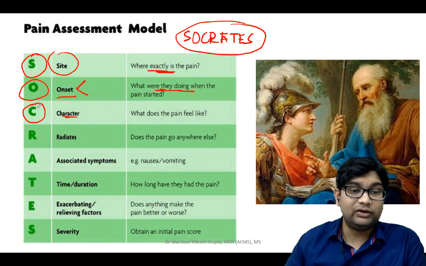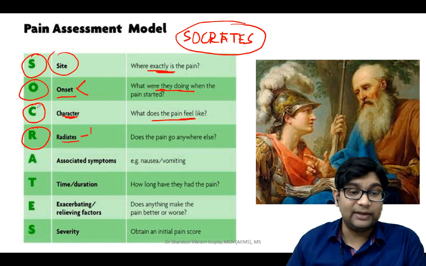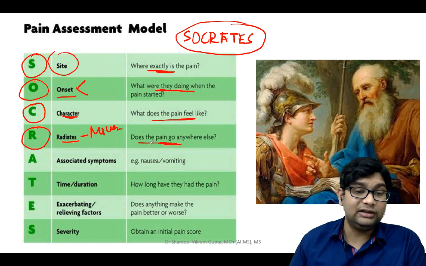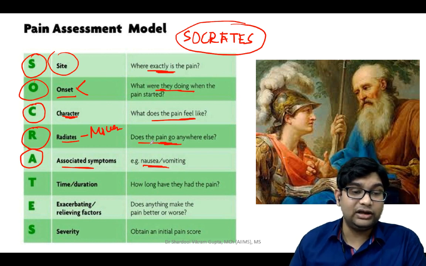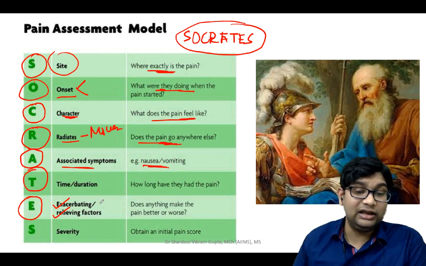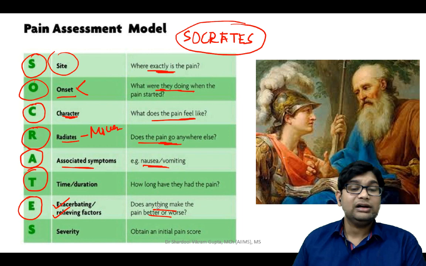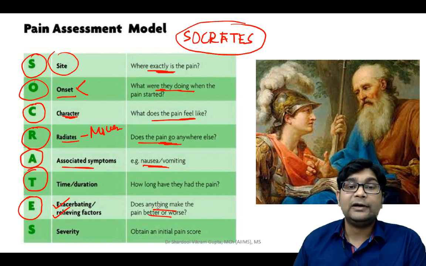So I have already told about what the pain feels like. And radiation of pain means movement of pain, any radiation, referral or shifting of pain. Does the pain go anywhere else? And A for associated symptoms, like nausea, vomiting and jaundice, present or not. And T for time duration, how long they had the pain. And E for exacerbating or relieving factors, aggravating and relieving factors, does anything make the pain better or worse, like a meal increases the pain in gastric ulcer while it reduces the pain in duodenal ulcer.